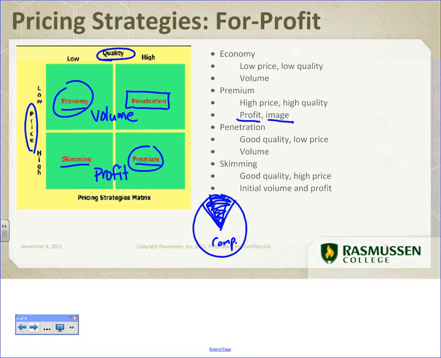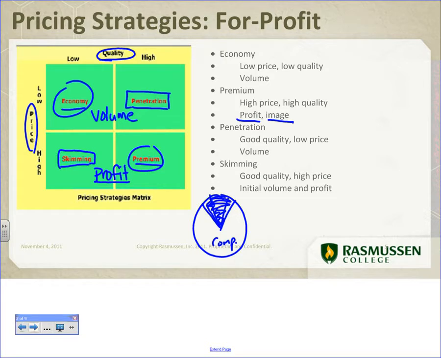Okay. Skimming is a profit objective, and although it says low quality, high price, that quadrant is limited. It's actually good quality stuff with a high price. Now, why would you do this? Okay, if I'm saying here that it's a profit motive, what you're trying to do, if you're an innovative company, is get your innovation out there, for example, the first time a digital phone came out.